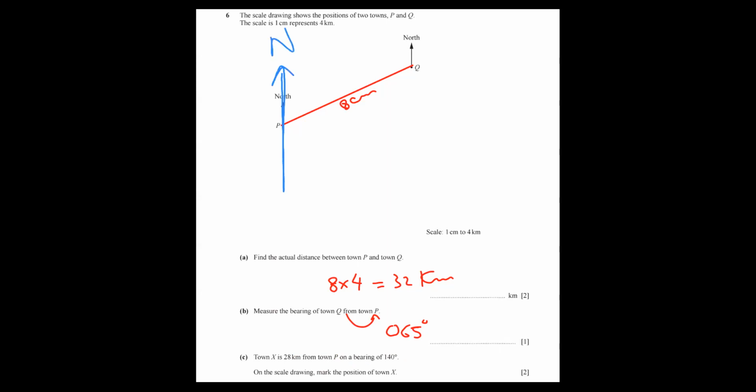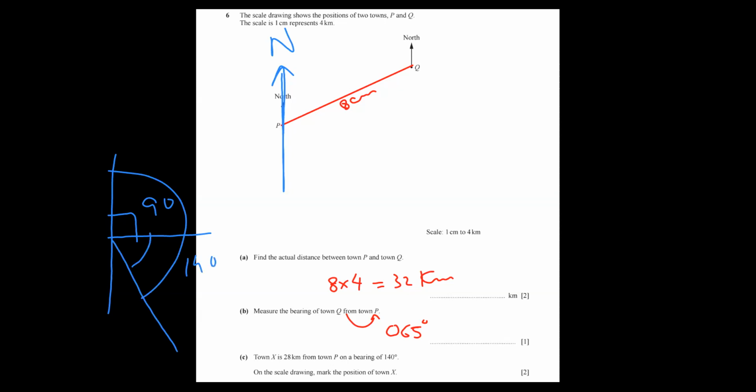Rule number one: clockwise turn till I get the angle. And what is the angle? Town X is on a bearing of 140. And look here. If we have this north, this is naturally 90 degrees, and 90 plus, where is 140? So 90 plus 50. So this is 45, slightly below, and this is 50. So the total angle is 140.